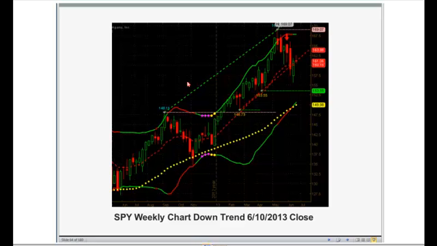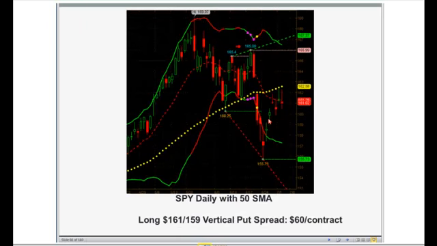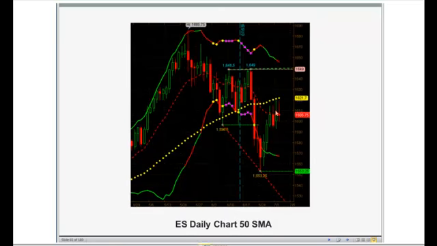So I wanted to look at any rebound into the 50 moving average right here. The 50 moving average is one of the key moving averages that I follow for all my trading. It's a simple moving average that I use. So when SPY came back up into this 50 moving average, I wanted to do a low risk defined trade to go short. I'll always use the S&P futures as kind of my guide for my underlying, but then I'll switch over for the options and I'll use the ETF.